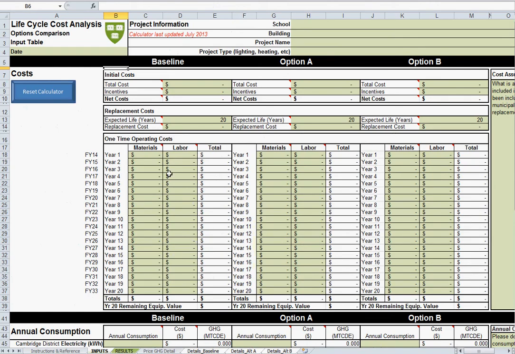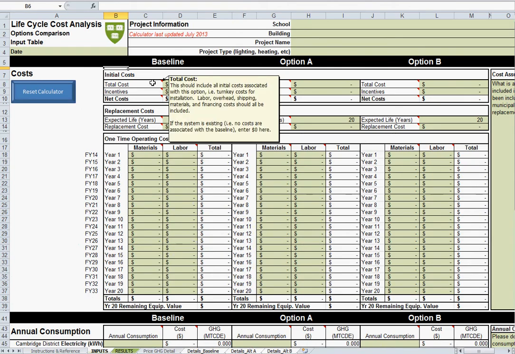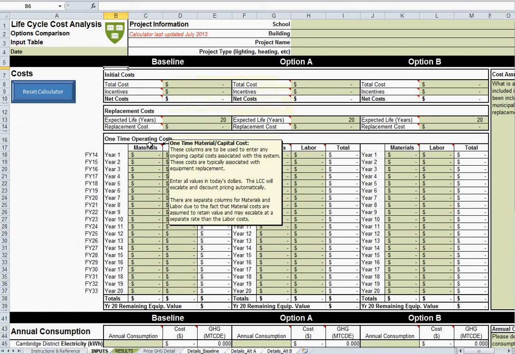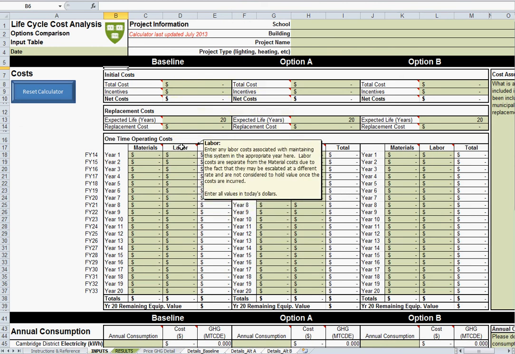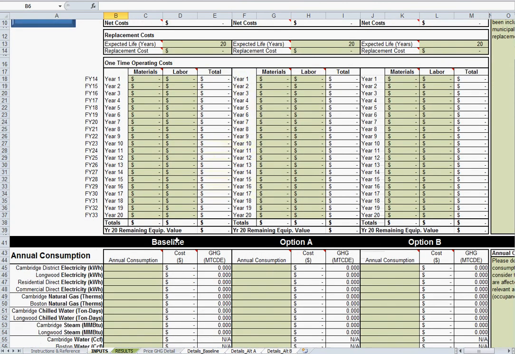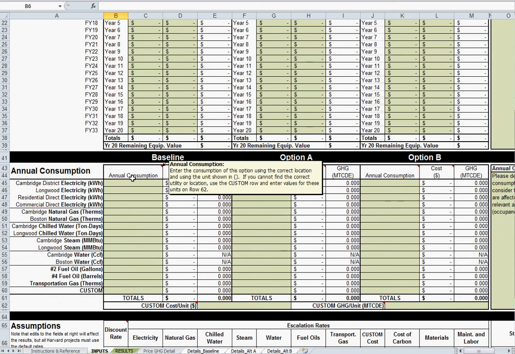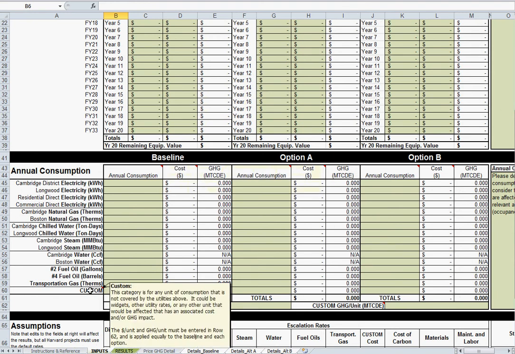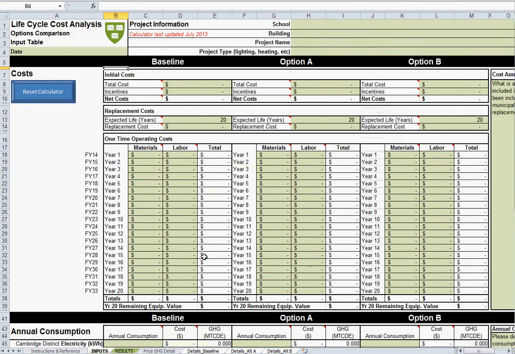So we have some helpful information within each of these cells, and that's true on the inputs as well: total cost, incentives, how you enter that, why we distinguish between materials and labor, which I'll get into shortly, for your annual consumption, what units we are using, and how to use our custom field, which I'll describe in a bit as well.